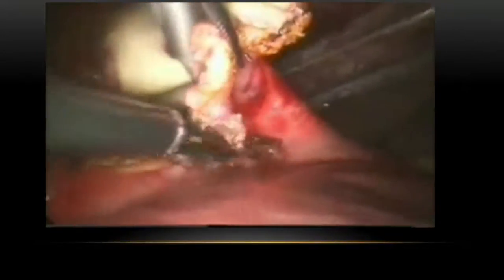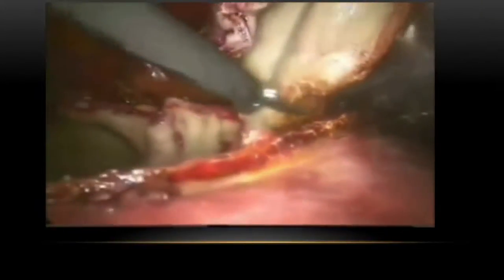Then you can put it in the same endo bag again. This is a little more wall. Now this is cut.